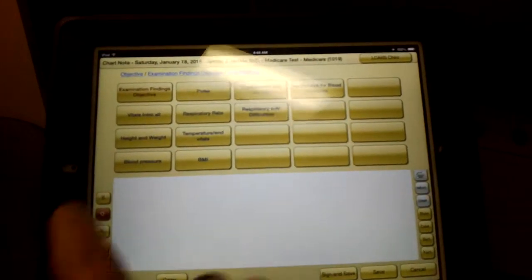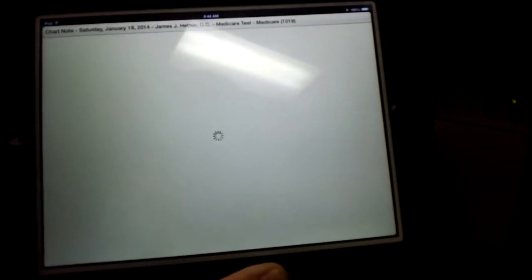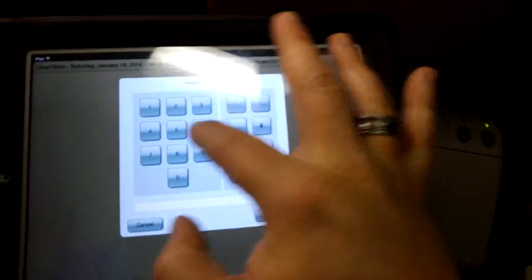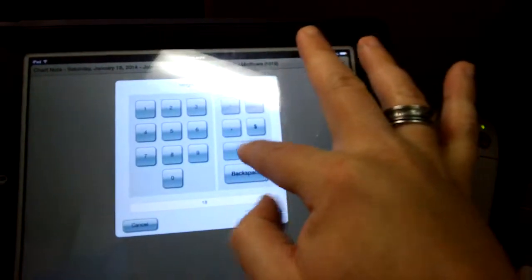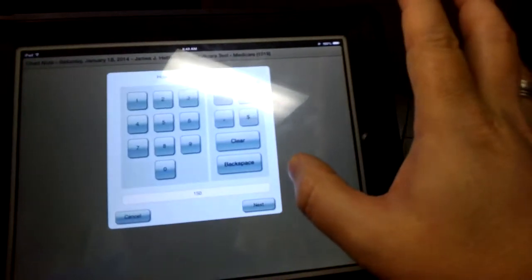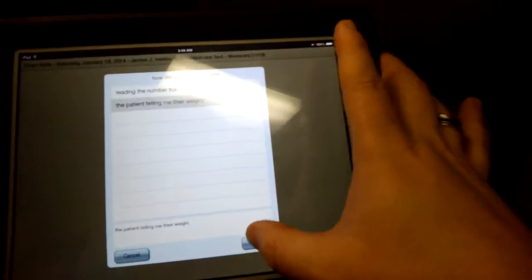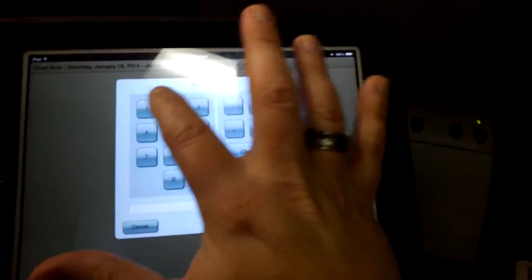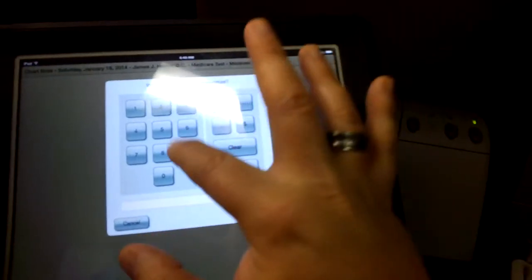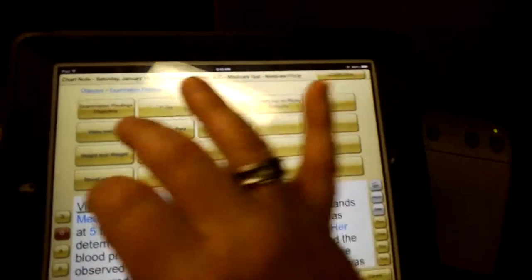Our vitals, we're going to go under vitals all. This is a person that is 5 foot 5 inches. They weigh, let's say, 150 pounds. Oops, clear. They weigh 150 pounds, and that they told us this. Their blood pressure was 120/80, and that they had a pulse of 64, respiratory rate of 16, and that their temperature was 98 degrees. From there, we're going to come out of here.